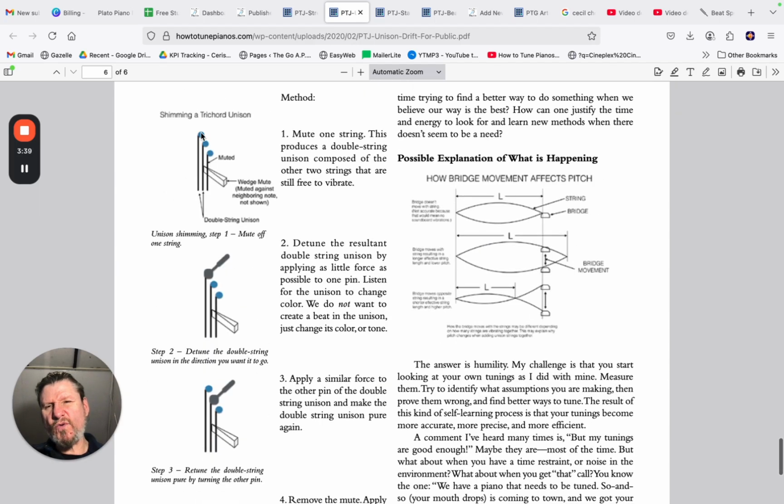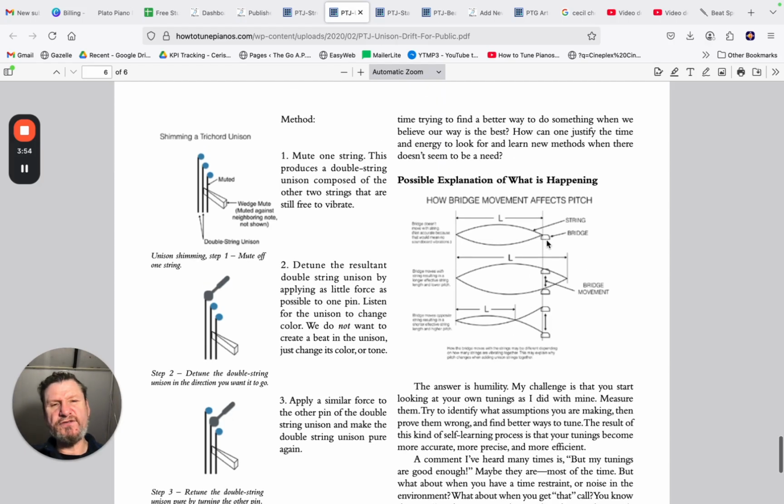It talks about what to do using double string unison, and it also explains why it happens using this concept of what Professor Weinreich calls massy or springy, the massy or the springy bridge. But I just show it as bridge moving with string or bridge moving opposite string.